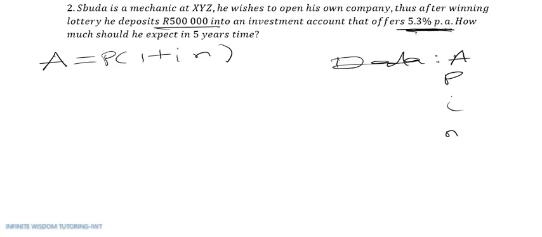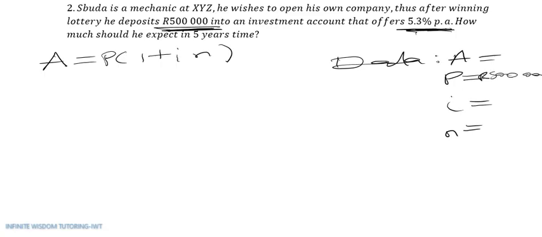So this is what we have. A, which is the future amount, P, which is the present amount, I, which is the interest rate, and N, which is the number of years, because this is interest now. So we read the question again to collect the data. Let's read it. Buddha is a mechanic at XYZ. He wishes to open his own company. Thus, after winning lottery, he deposits 500,000. So the first thing that he did, which is the present amount, was to deposit 500,000.